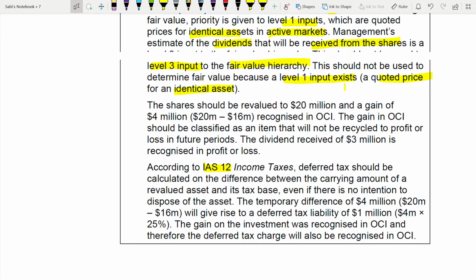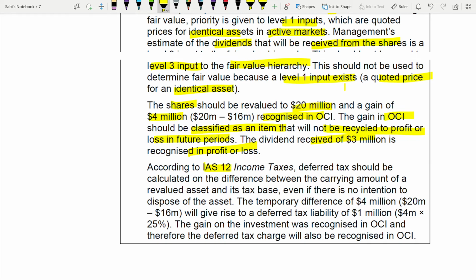So this share has to be revalued to 20 million and a gain of 4 million will be recognized in OCI, because we were told fair value through OCI. So the gain in OCI should be classified as an item that will not be reclassified to profit and loss in the future period. Remember, when something goes into OCI, there are two types. One, that will be reclassified to profit and loss in the future when you're selling that share. Second, something that will not be reclassified to profit and loss. But what about the dividend that you have received? This 3 million will be recognized in profit and loss only. That will not go in OCI. Only the gain and loss for the shares will go to OCI.